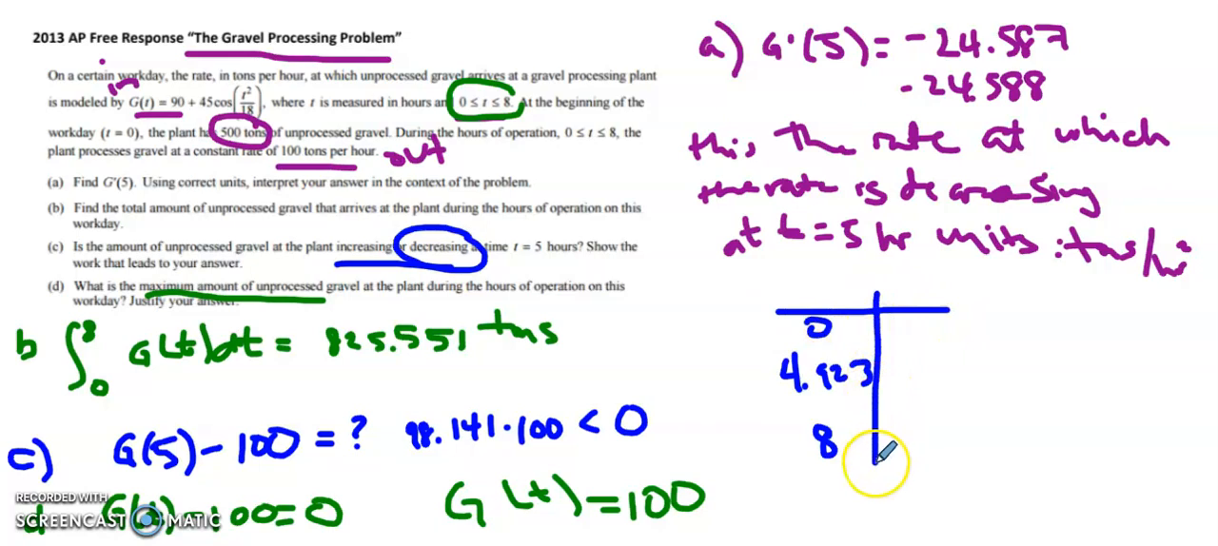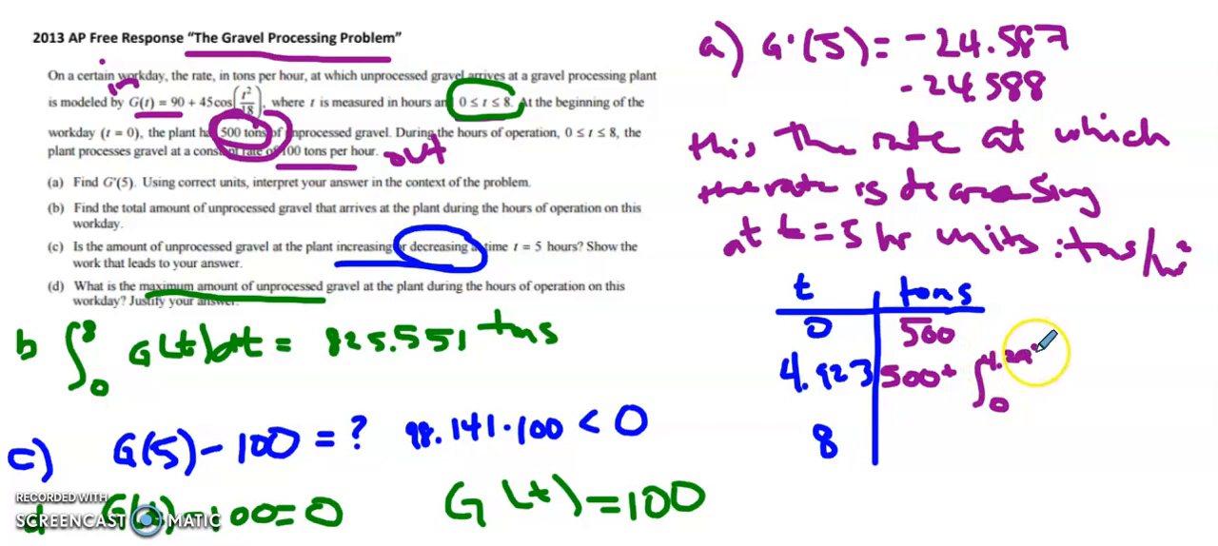So of course I'm doing my table of values. I have my time here, and I have my tons of gravel here. The nice thing is they told me at the outset I had 500 tons of gravel. So I have 500 right here. For this piece, I need to take that original 500 and integrate my rate in from 0 to 4.923, and I'm just going to call that G right here, minus my rate out on the same interval. Okay, so I'll do that in my calculator in a few minutes.